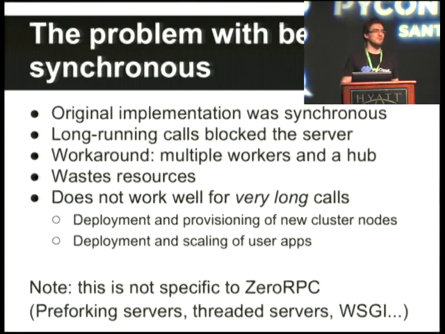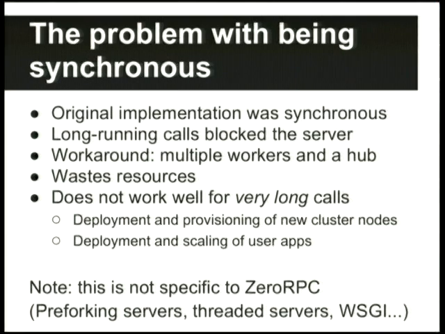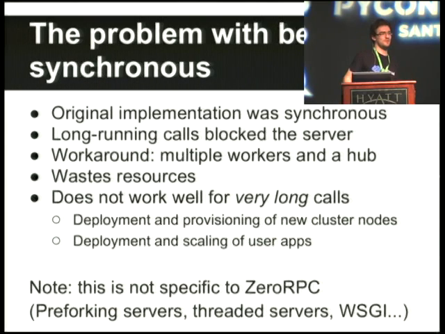So the first implementation that we did was synchronous. This means that if you have a call that takes a very long time, the whole service will block. So for instance, we had a call to spin up new servers, new EC2 instances, and sometimes this takes a while. So when you would be spinning up a server, you wouldn't be able to do something else with our EC2 bridge during the same time.